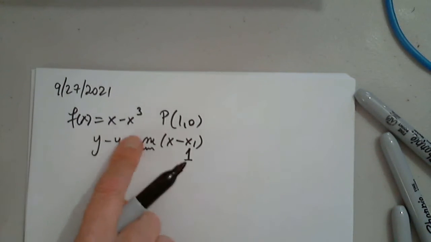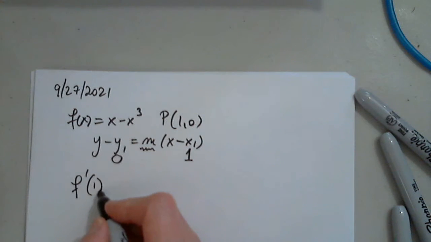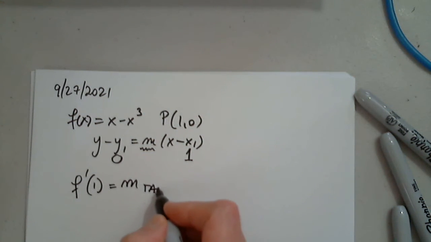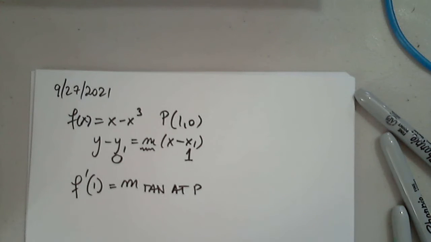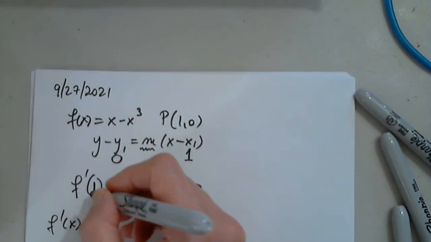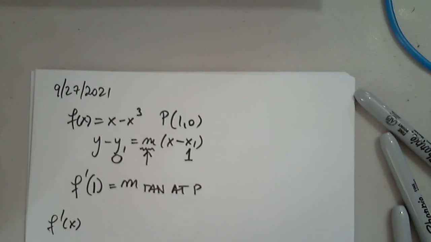Well, the slope will be given by the derivative, right? The derivative at 1 will be the slope of the tangent at P. We know that. But I cannot plug in 1 in a function I don't have. I have to determine the function first. So first I have to find f prime of x. And then I will plug in 1, and that answer will go in here, and I'm done.